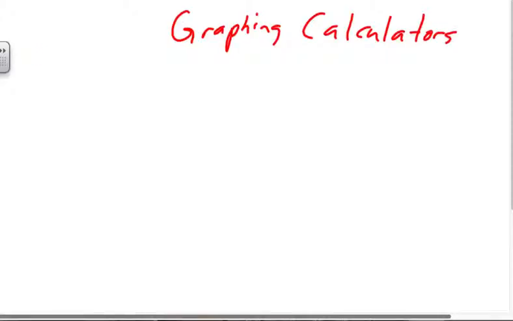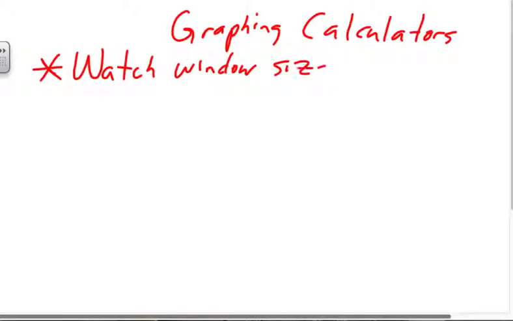An important thing to remember about graphing calculators, you should have this in your notes. If you don't have this particular thing starred or something in your notes, I'm going to give you a 0 for it. Watch window sizes. This is very important. You want to be sure to set your window sizes so they show enough detail.